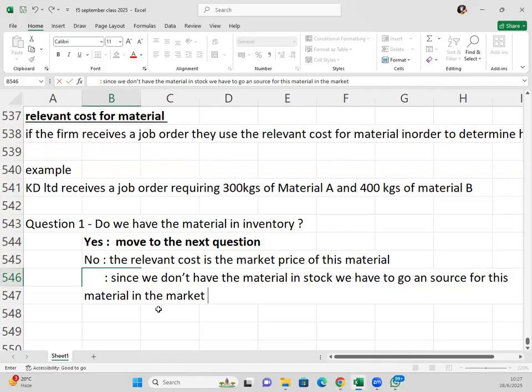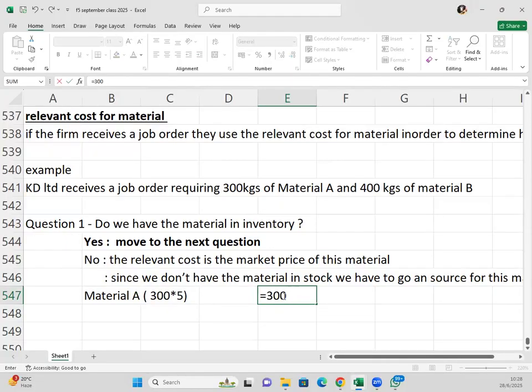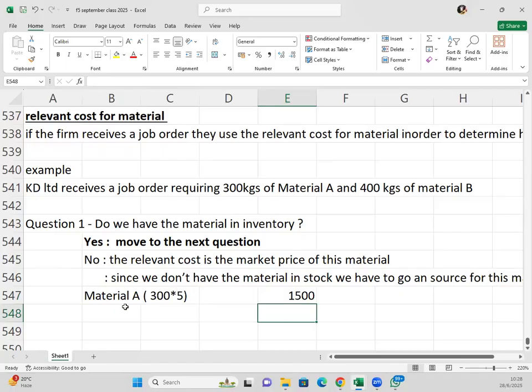So let's assume we don't have the 300 kgs of material A. Material B, we have, but material A, we don't. So if we don't have material A in stock, you would say for material A, we want 300 kgs times how much these are costing if we are to go and buy them today. They'll give you the market price. So if in the market they are going for $5 each, it means the relevant cost for material A would be 300 times 5. That is if the material is not in stock.